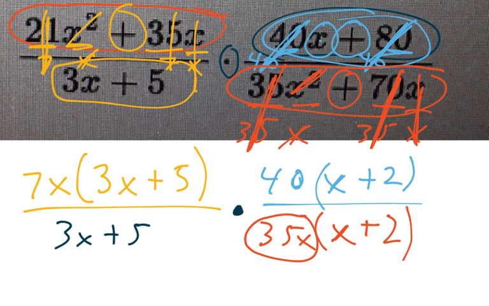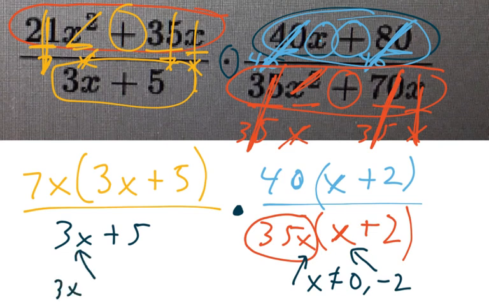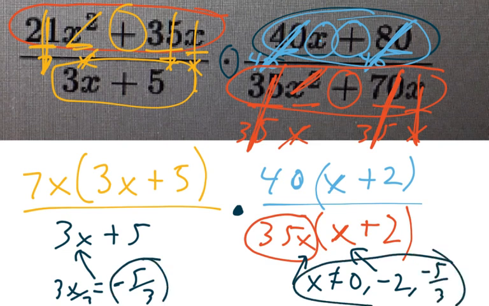Before we simplify, notice right here, x cannot equal 0. Here, it cannot equal -2. Here, 3x cannot equal -5. So solving for that, if I divide by 3, I know -5/3 is also off limits. So we have 3 excluded values at 0, -2, and -5/3.